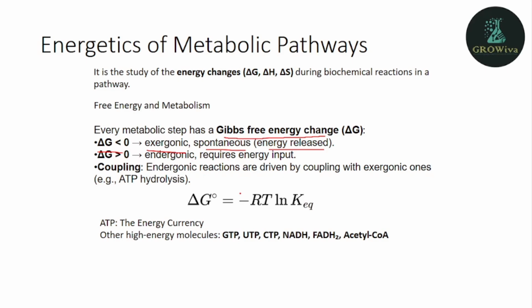But how do cells run endergonic reactions? By coupling them. Endergonic reactions are driven by coupling with exergonic ones like ATP hydrolysis. We all know the formula by now, that is delta G naught equals minus RT ln K equilibrium. ATP is the energy currency, along with other high energy molecules, that is GTP, UTP, CTP, NADH, FADH2, and acetyl coenzyme A, which we will study in the later biochemical videos.